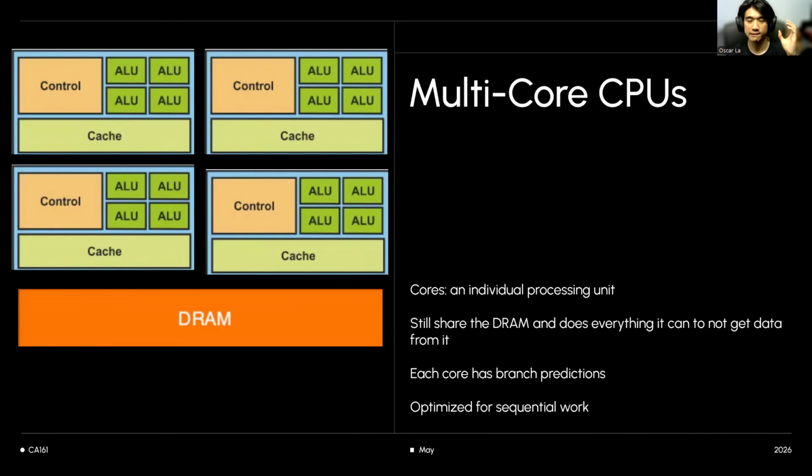But with multiple cores, the CPU is able to do several things simultaneously, and they all share the same DRAM. And with the CPU, you have to remember that it is optimized for sequential work. So everything's located very close to each other. That's why memory is super close, so it can get that super fast.